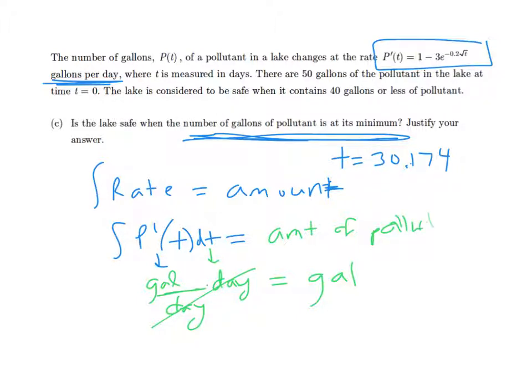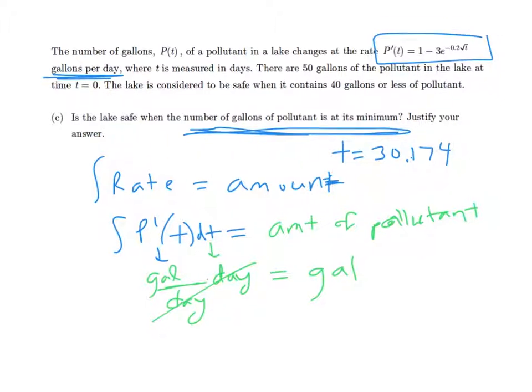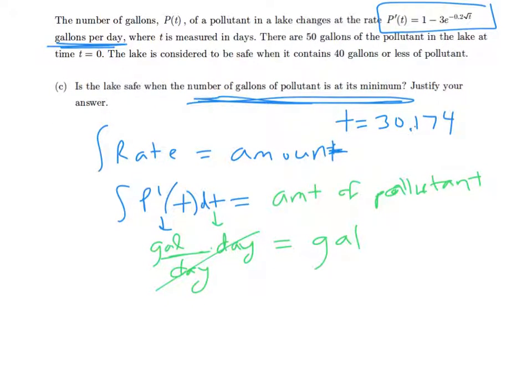So the amount of pollutant in number of gallons. Okay, hopefully you're on board with that concept. So let's actually figure out what in this question I need to do. In this particular question, we want to go, remember, at that minimum point.